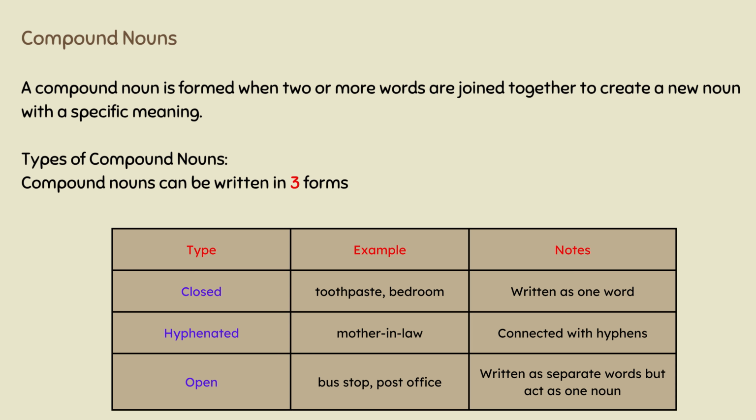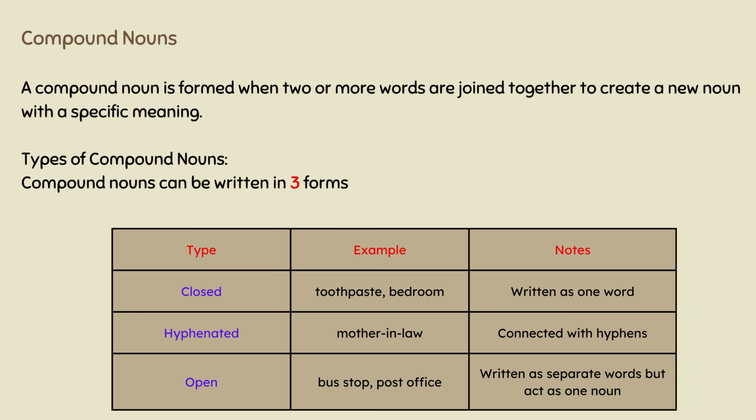Let's learn about compound nouns. A compound noun is formed when two or more words are joined together to create a new noun with a specific meaning. There are three types of compound nouns based on how they are written. Closed form. These are written as one word.